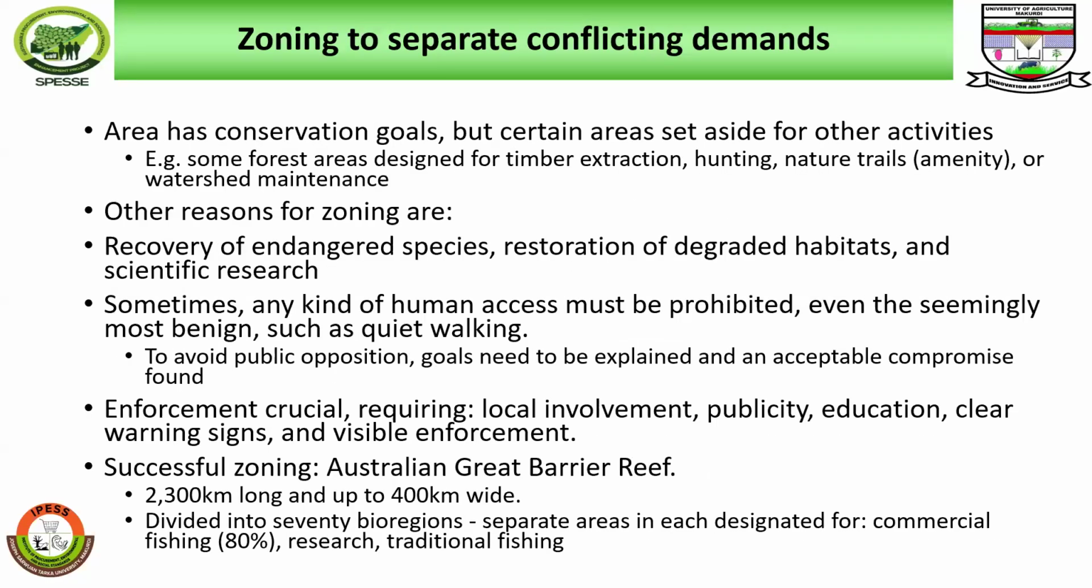You can create zones to separate conflicting demand. I think that's what we just talked about. Other reasons we can use to create zones is to recover an endangered species. So you have a large area and you decide, okay, I'm going to just have this small portion of this area to recover some endangered species you have recognized, or you're trying to restore a degraded habitat, or you can choose to have a zone for just scientific research.